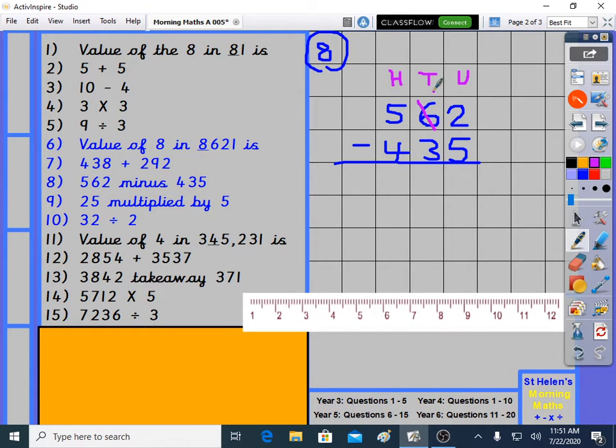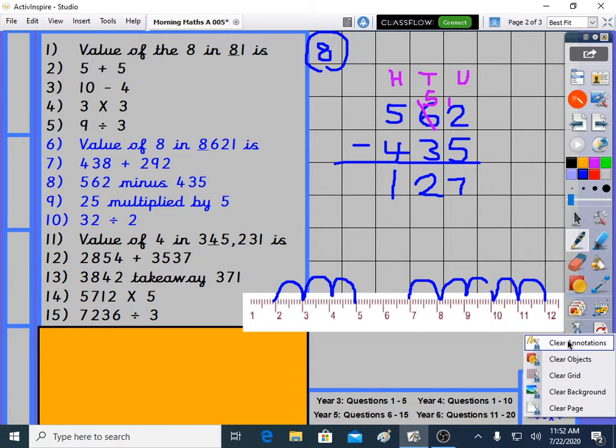You can make it go down to 5 tens, and one of the tens can come over here, where it makes 12. It's the tens part of 12. So we can do 12 take away 5. Start on the 12. 1, 2, 3, 4, 5 goes down to 7. 5 take away 3. You can do that on a ruler if you want. 5 take away 1, 2, 3 makes it go down to 2. And 5 take away 4 is just 1. So we get 127. 562 take away 435, 127. And we're on question 9.